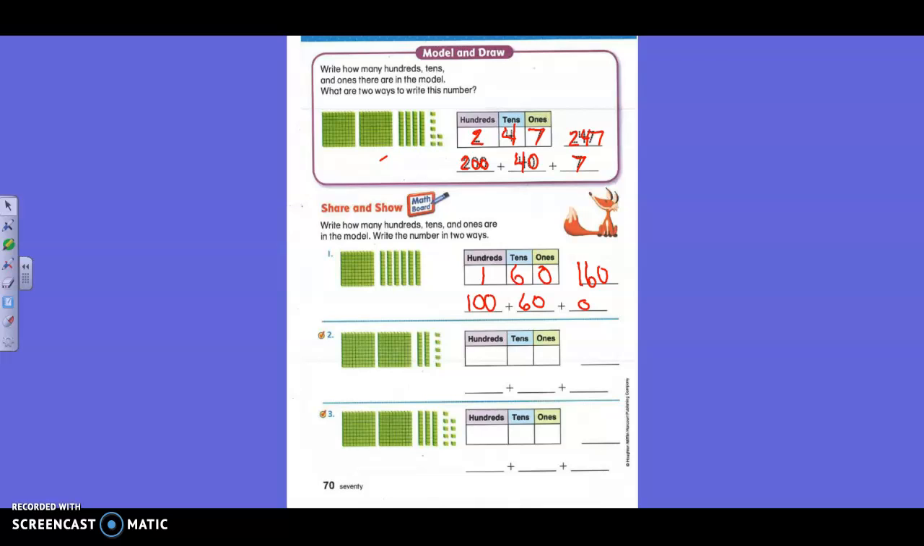Let's do number 2 as well together, okay? All right, how many hundreds? 2. How many tens? 2. How many ones? 5. Okay, so how would we write that number, everybody? 225. Okay, now the tricky part. Everybody's ready? Okay, I heard a no, so I'm going to wait for a minute.